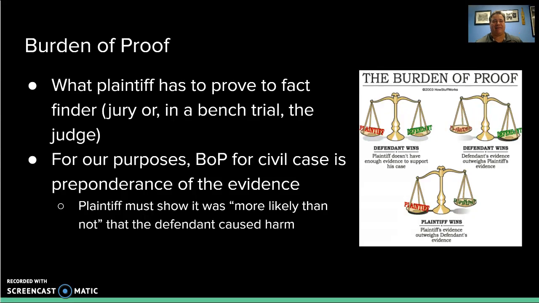which is the idea that the plaintiff must show that it was more likely than not that the defendant caused the harm in the case. If you have to look at this as a percentage, it would be more likely than not, the majority of evidence, 51%. The burden of proof is how much evidence the jury must assess favors the plaintiff. So there's different burdens of proof for different kinds of cases. For our purposes, preponderance of the evidence is the standard for most civil cases.